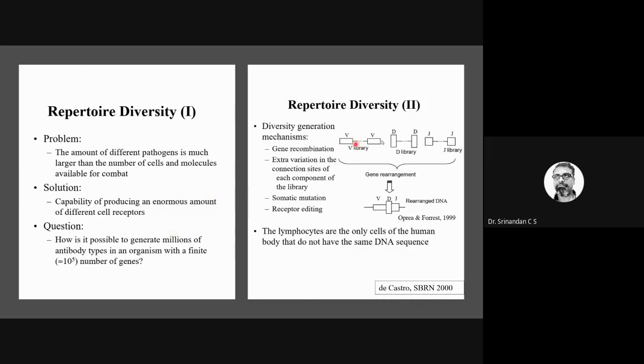For example, here you can see this is called VDJ recombination, and there are different libraries for genetic segments. The DNA will be rearranged accordingly, so different kinds of amino acid sequences will be produced, which will bind according to it.